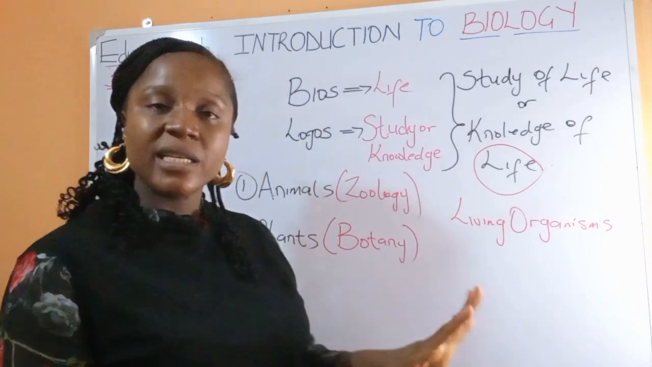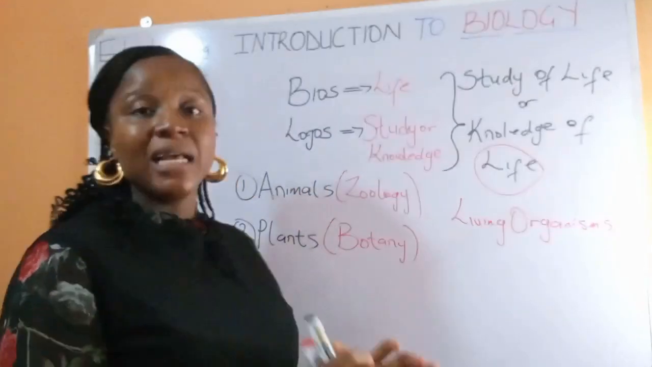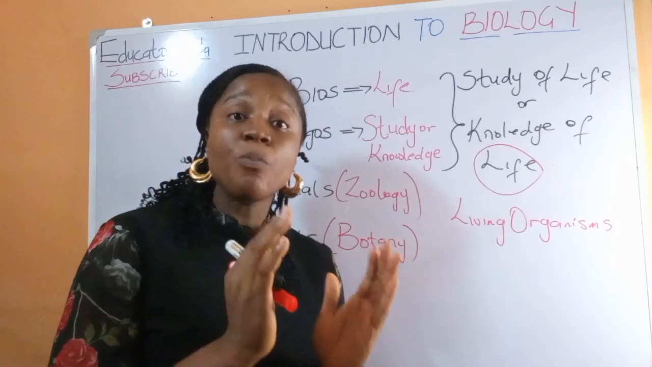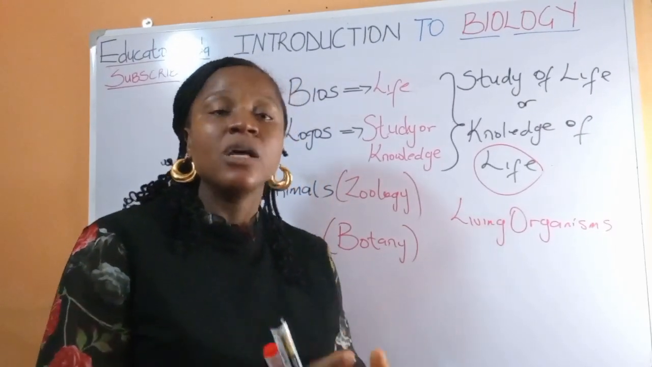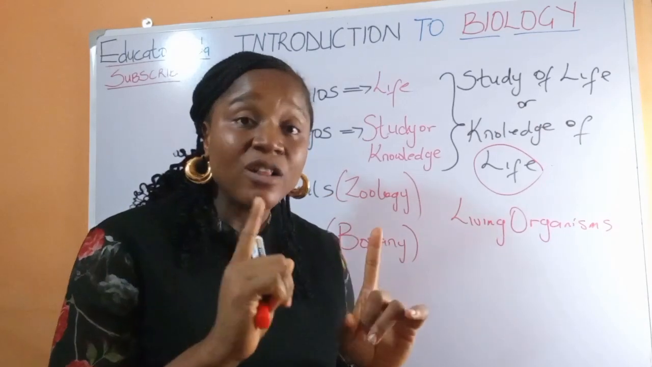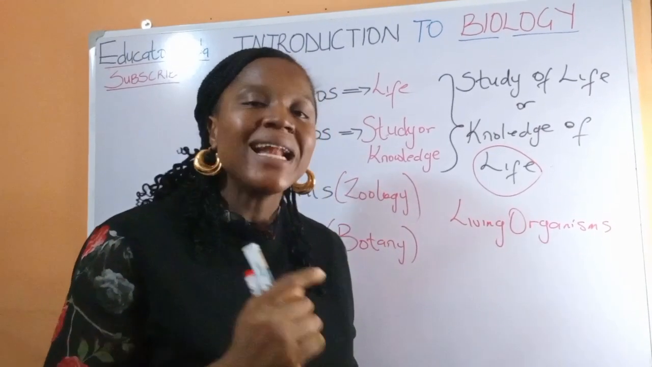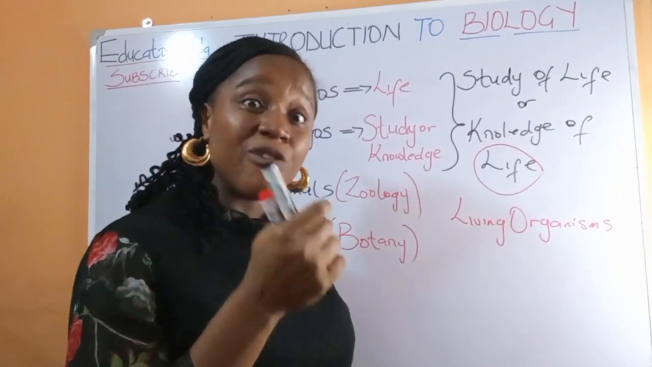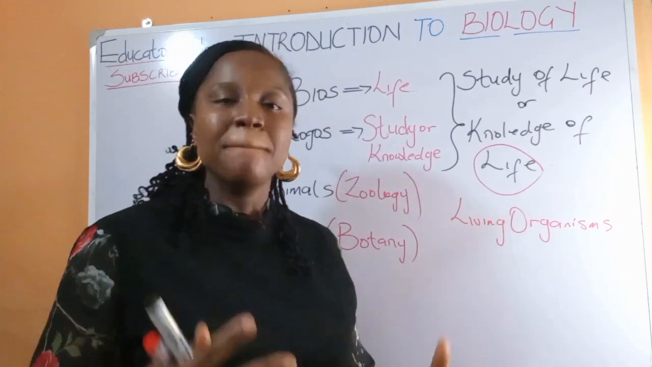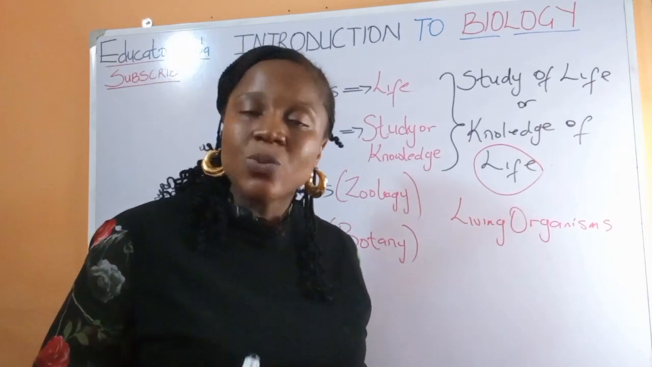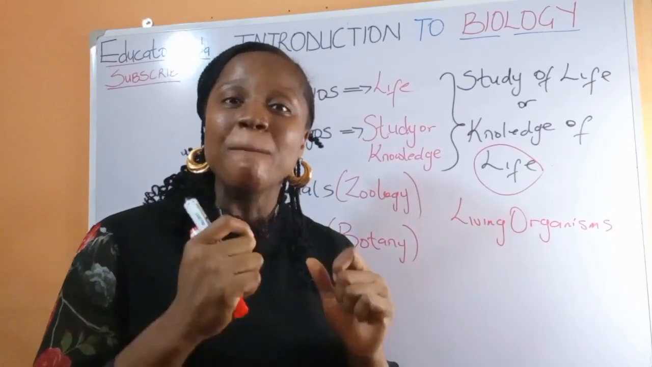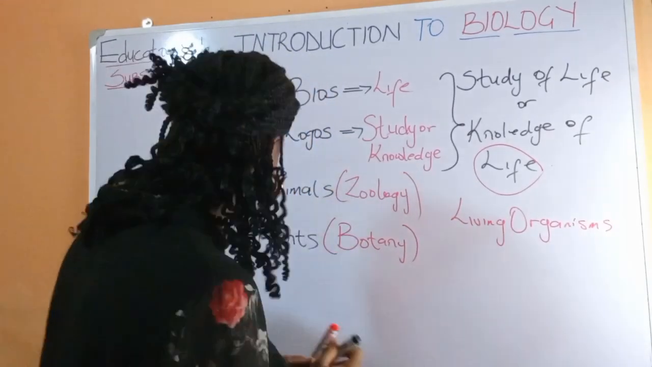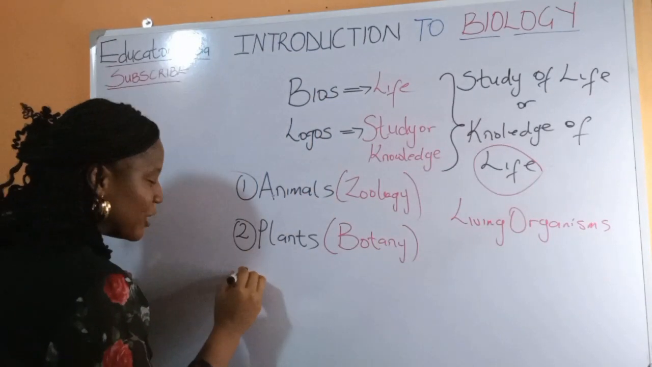So now let us go to the third group of living organisms that biology looks at. This group of organisms, they are very special. How do I mean special? Because we cannot see them with the aid of our naked eyes, except with the help of a very special instrument we call a microscope. So that is why these organisms are called microscopic organisms or microorganisms. They are the third group of living organisms that biology studies.